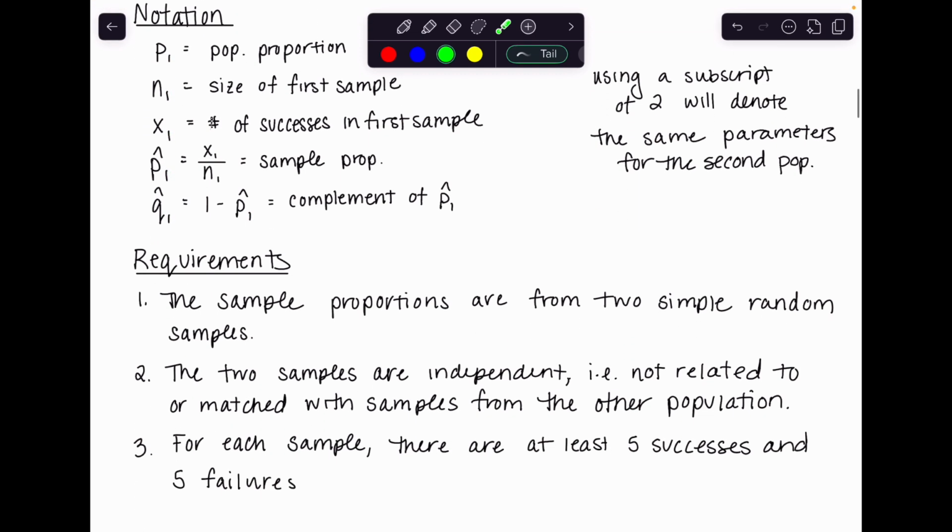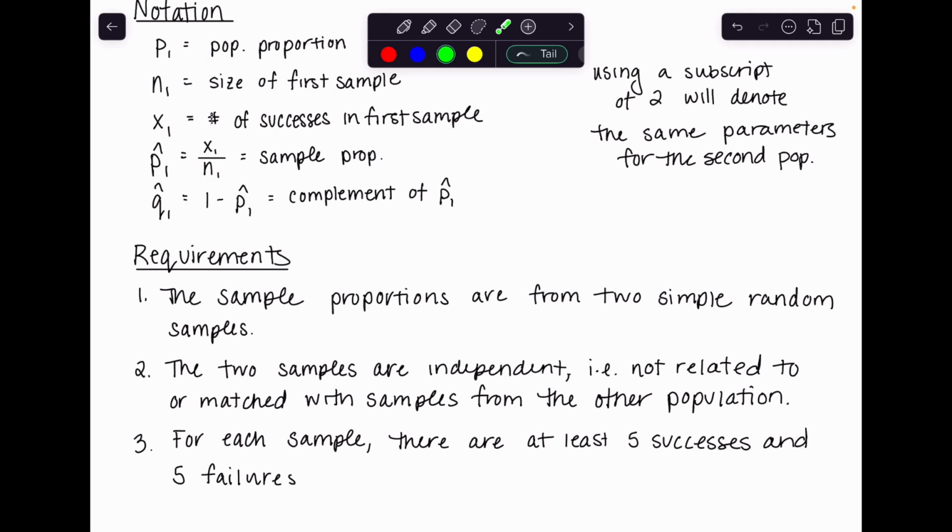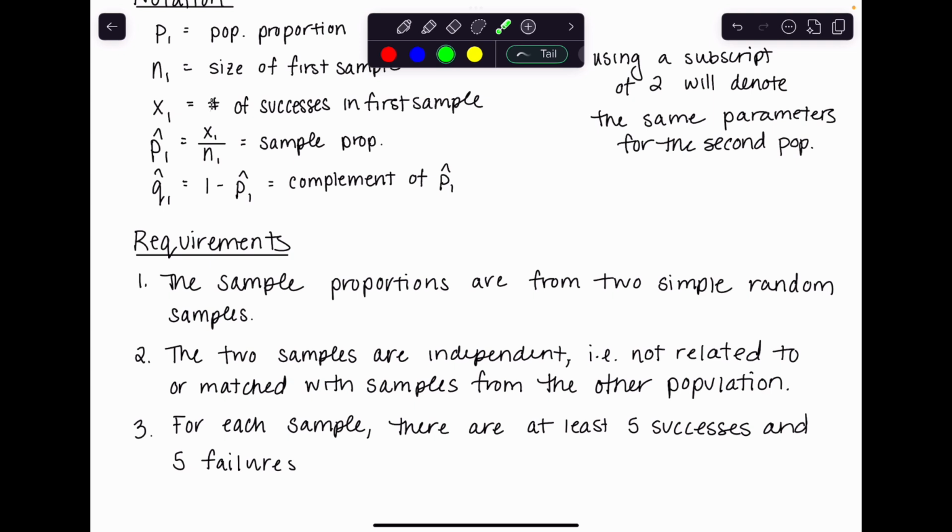In terms of the requirements, not much has really changed. You still want simple random samples. In this case, because you're dealing with two different things, each one of those has to be a simple random sample. The second thing is a little bit new: these two samples need to be independent of each other. That's not a big deal for this first particular one, but when we start talking about two means, that does make a difference. Here what we want is for the populations not to be matched with each other, so one population doesn't impact the other.